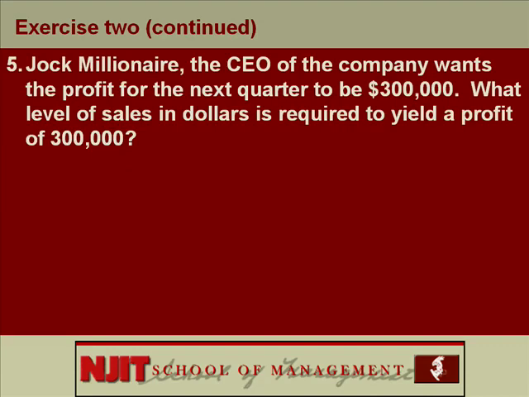And final question. If you want to make a profit of $300,000, what level of sales in dollars is required to yield a profit of $300,000? So they want to know, we want a bottom line profit of $300,000. How much do we have to sell in dollars? There you go. So you have 5 parts to this question.